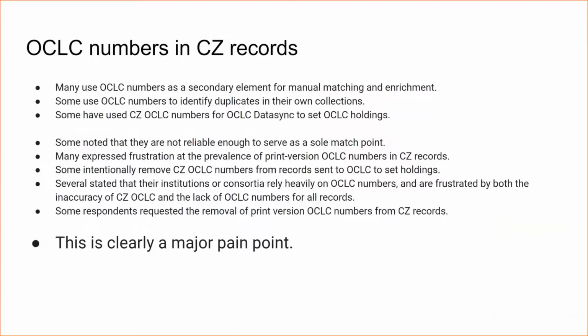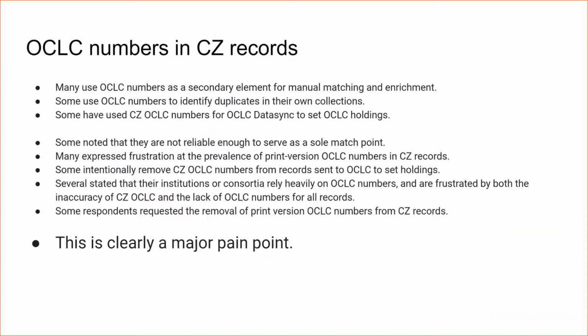Some institutions noted that they don't find those OCLC numbers reliable enough to serve as a sole match point, which matches the experience of most of us in the community zone management group. Many express frustration at the prevalence of print version OCLC numbers in CZ records. We've known this is a problem for a long time. The survey results confirmed that. So there's a lot of frustration here. This is clearly a major pain point.